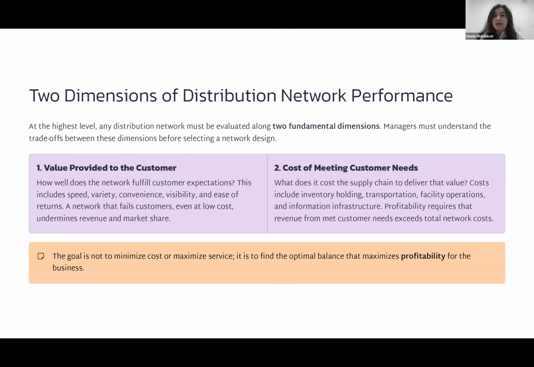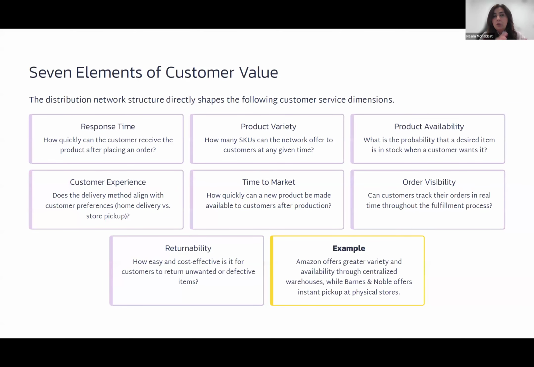We need to actually coordinate with many different units in the supply chain and transfer information all the time. So these two factors directly affect the distribution network design, and we're going to talk about them. So first, let's start with customer value. What exactly might customers value when they want to purchase a product or a service from a business?